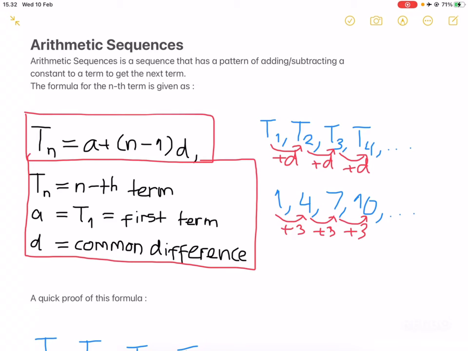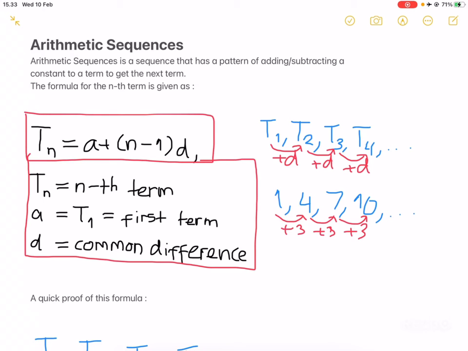Today we're going to talk about arithmetic sequences. This is the first type of sequence that I'm going to talk about, and then just like how you want to find the nth term of an arithmetic sequence, and also the sum of the first n terms, which I'll discuss later.